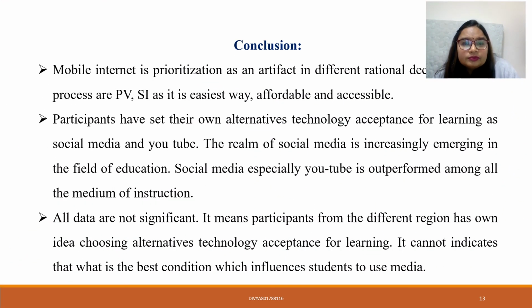So the present paper underpins the rational decision making process for selecting alternative technology artifacts for learning in a workshop mode. The 8 standardized conditions were selected for 9 media of learning, which change the conventional way of the teaching learning process. So from there we can conclude that mobile internet is prioritized as an artifact in different rational decision making processes, like price value and social influence, as it is the easiest way, affordable and accessible.